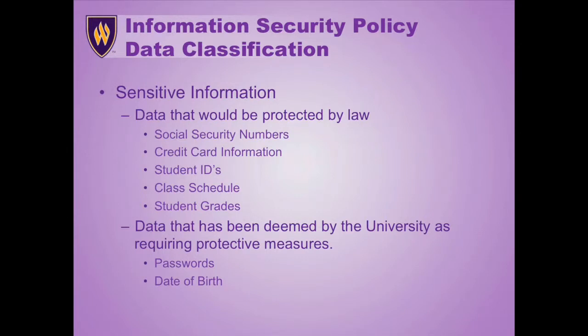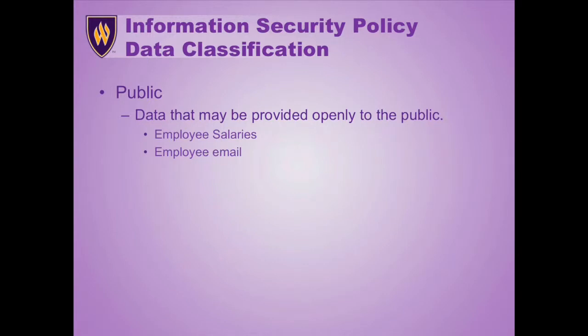Things like that are also important to protect. Things that we do actually release to the public would be things like employee salaries, employee email. Those are things that we still protect so they don't get changed improperly, but we do have more of an open policy on sharing those.